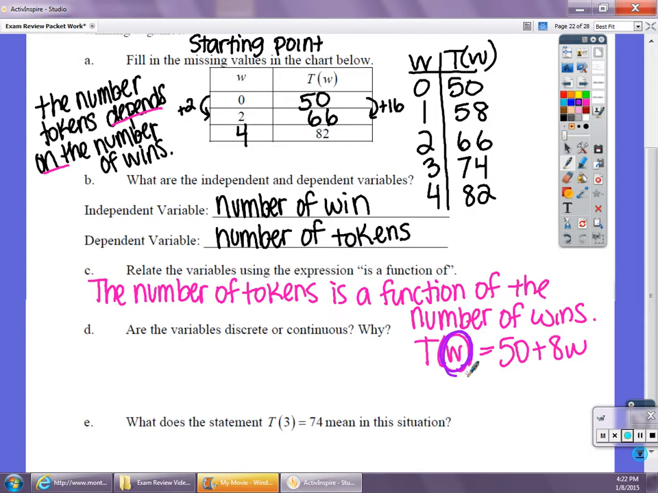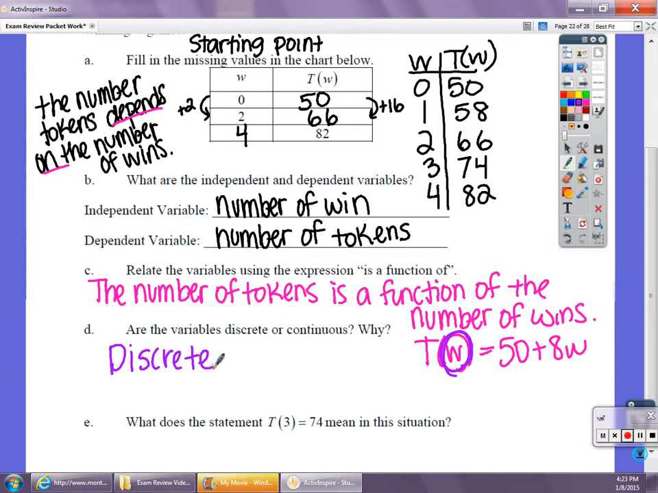Okay, part D. Are the variables discrete or continuous? Why? Okay. This can be tough to figure out, but what we really want to think about here is is there a limit involved with the number of tokens we can have? And what I mean by that is, can you have a half of a token? No. Can you have a quarter of a token or an eighth of a token? No, you can't. Our tokens are very specific. There's 8 tokens for each win. So that's actually going to be representative of a discrete function.